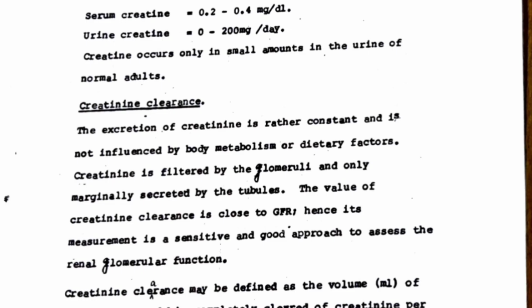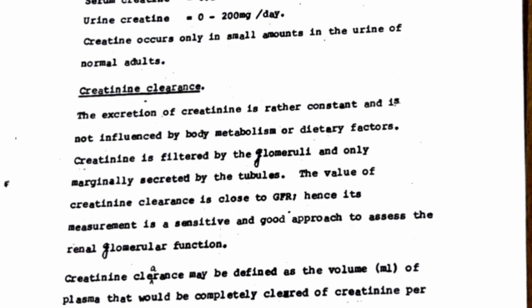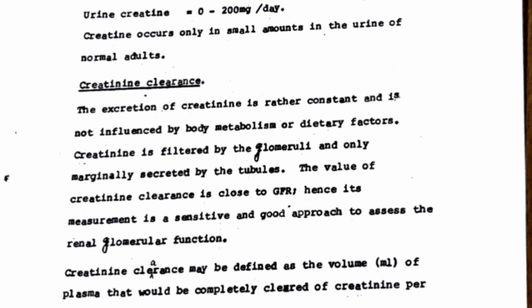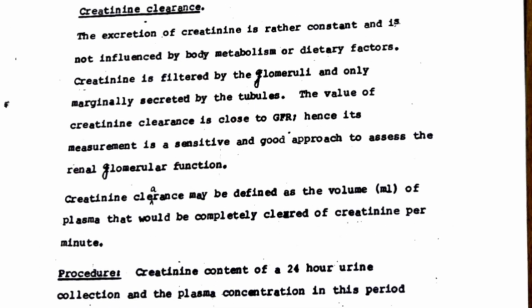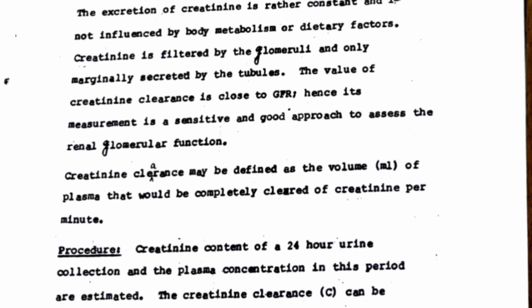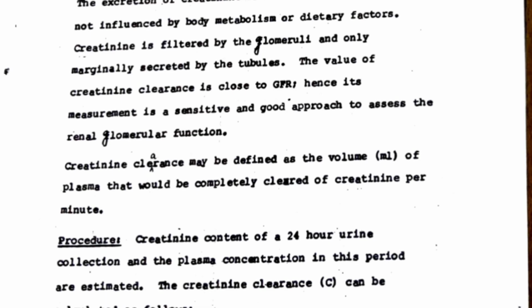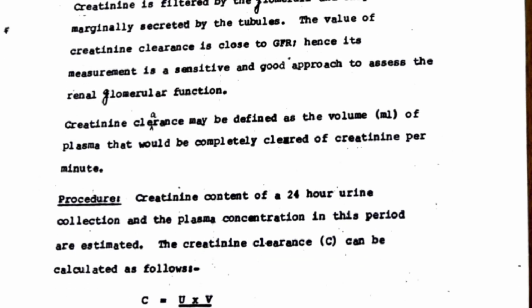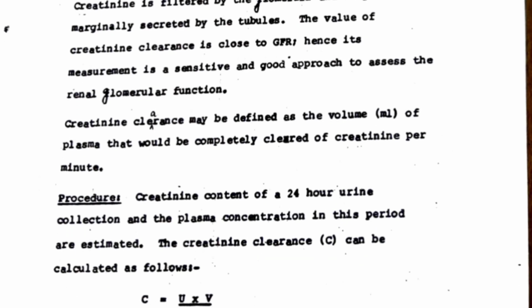Serum creatinine is 0.2 to 0.4 milligram per deciliter. Urine creatinine will be 0 to 200 milligram per day. Creatinine occurs only in small amounts in the urine of normal adults. What is creatinine clearance? This is a very good viva question. Excretion of creatinine is rather constant and is not influenced by body metabolism or dietary factors. So creatinine is filtered by the glomeruli and only marginally secreted by the tubules.